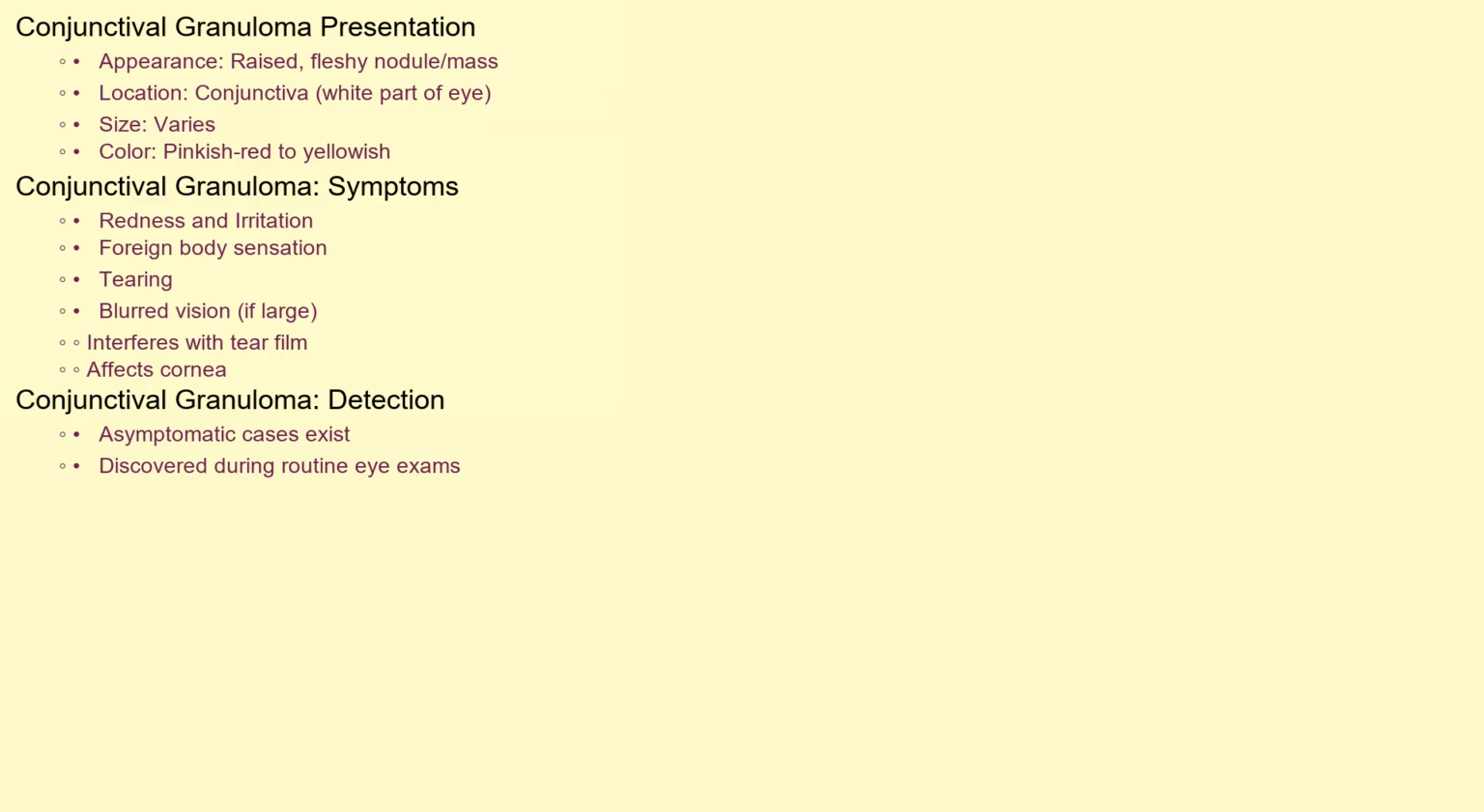How does a conjunctival granuloma present itself? Typically, it appears as a raised, fleshy nodule or mass on the conjunctiva, the clear membrane covering the white part of the eye. The granuloma can vary in size and color, ranging from pinkish, red to yellowish.